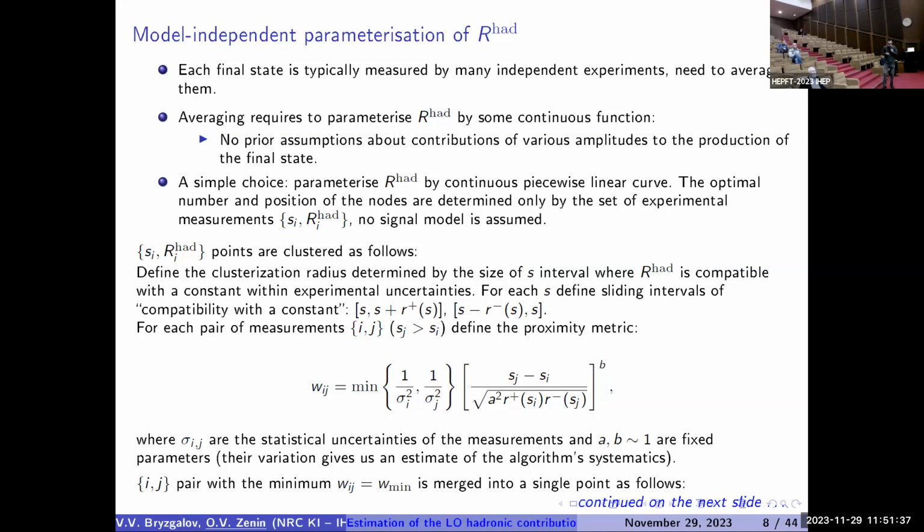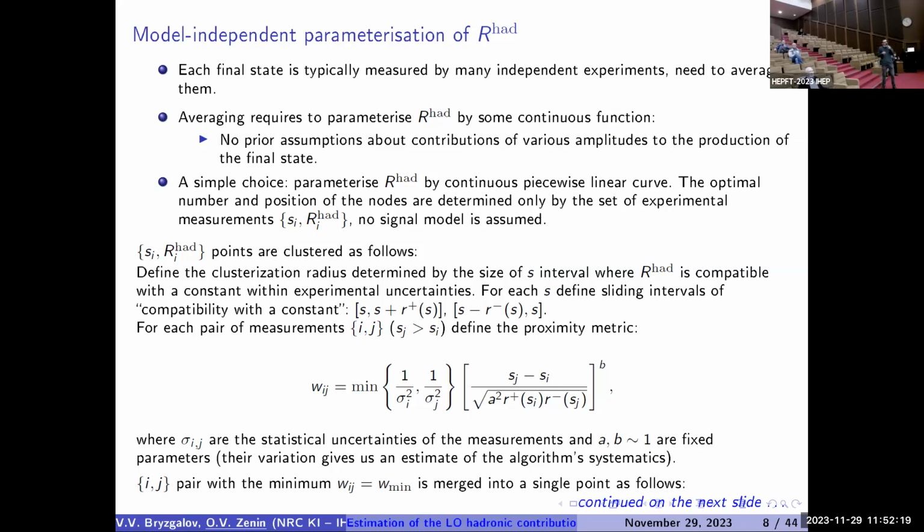So all the necessary information about the cross-section is already there. So we don't need to make any model-dependent parameterization. We just parameterize the cross-section by some continuous piecewise smooth curve. In our case, this is just a piecewise linear curve, and that's it. The only thing to do is to determine an optimum position of nodes of this curve. And this procedure is data-driven.